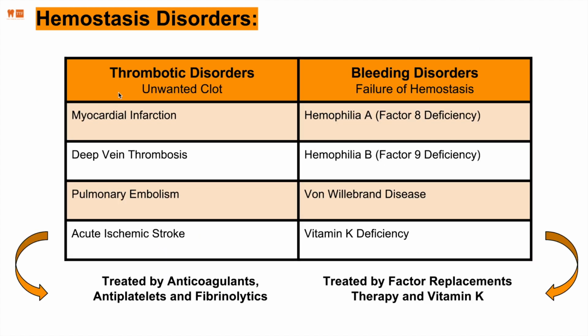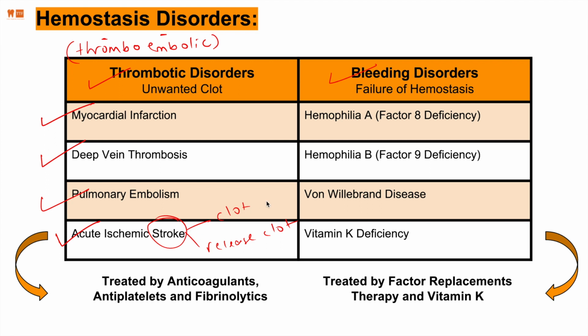Okay, slightly deeper again. Hemostasis disorders are either thrombotic disorders or bleeding disorders. Thrombotic disorders are unwanted clots. So they can be called, and here we go, one more term, thromboembolic disorders, where a clot can form and a clot can dislodge and run around as well. These are myocardial infarction, deep vein thrombosis, pulmonary embolism, and acute ischemic stroke. Now, remember this terminology, stroke. Stroke can be due to either a clot or it can be due to a release of a clot.